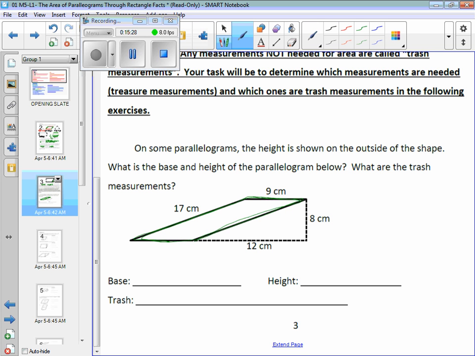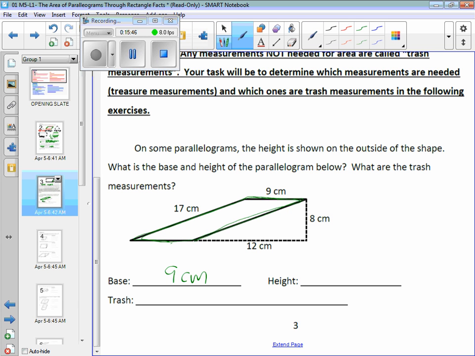Does everybody see why it's 9? This is 9. So this is 9. That's my base, guys. 9 centimeters. Hopefully that's the harder one for you to get. What's the height?